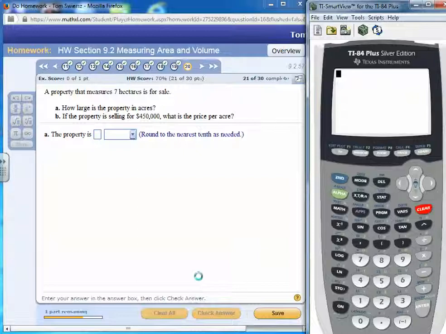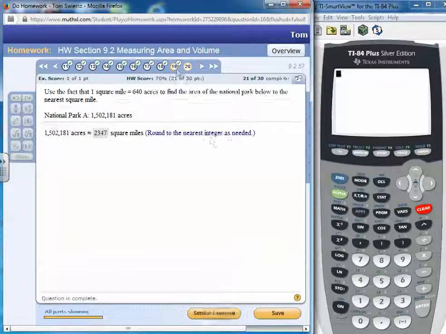Okay, and we're going to stop this session right here on problem number 19. We'll continue the next session with exercise number 20.